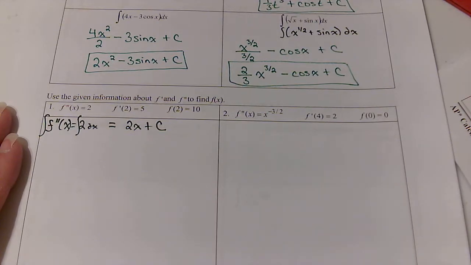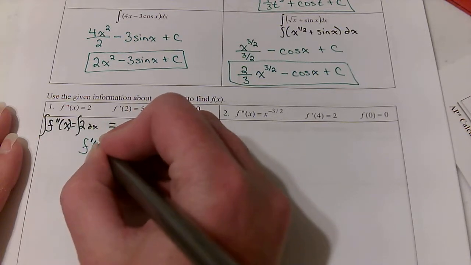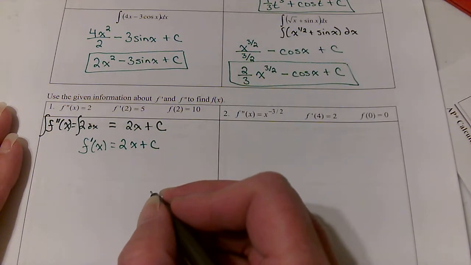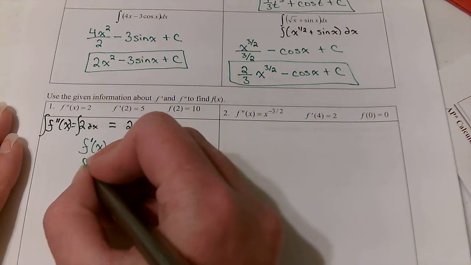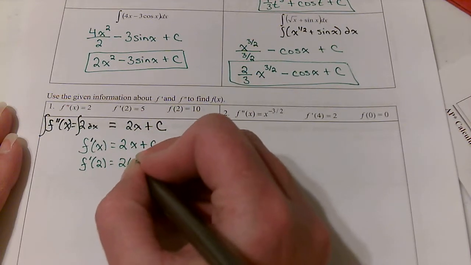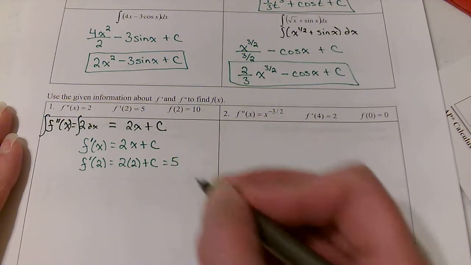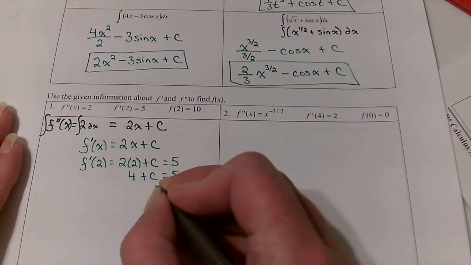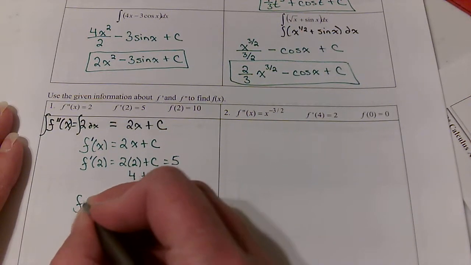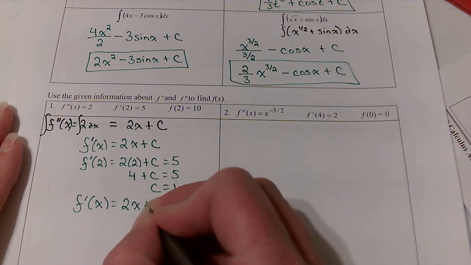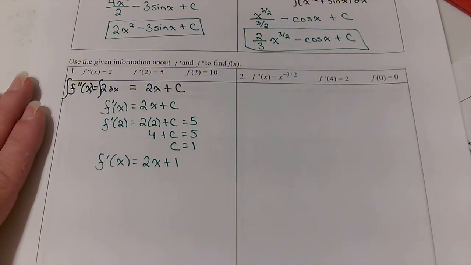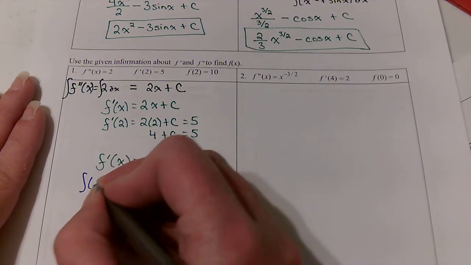That means that f prime is 2x plus c. They tell me something about f prime. They say f prime of 2 is 5. So if I plug in 2, I can actually find out what that constant is, and so it's no longer a mystery. So now I know what f prime is. It's 2x plus 1. So could I use that to help me find f of x? Well, sure, I just need to take the antiderivative of that.